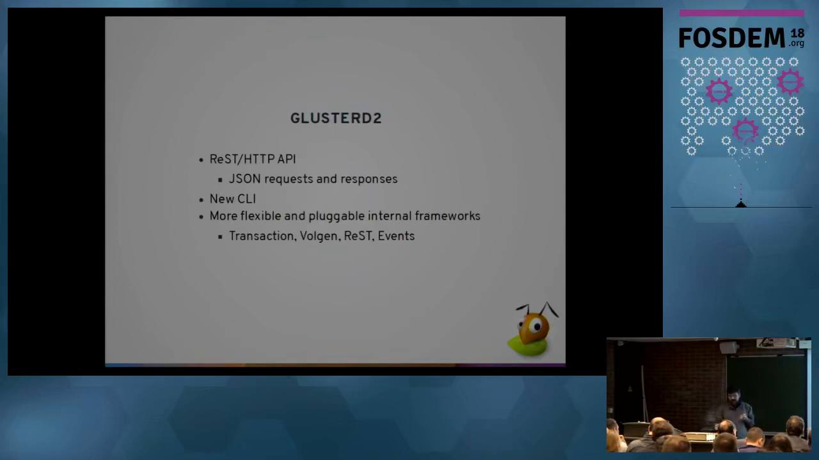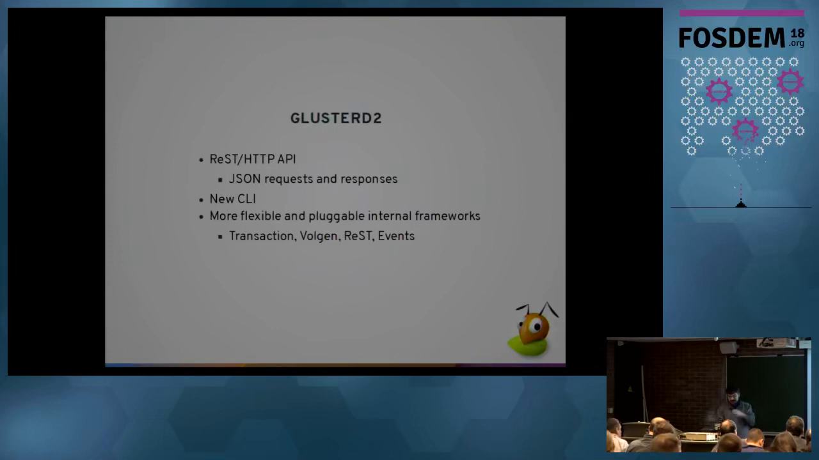So we have improvements to our internal transaction engine. The transaction engine is the thing that we use to perform operations across the cluster, across the storage pool. We have a better implementation of Volgen. Volgen is the piece of code inside Gluster D that builds the translator graphs, the volume graphs that we saw, based on whatever the users requested.